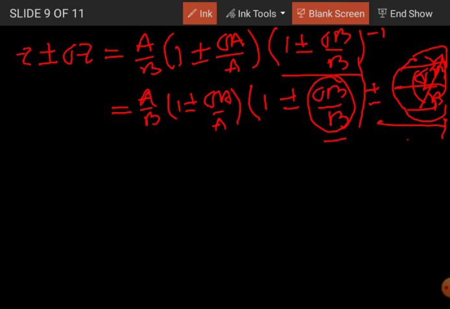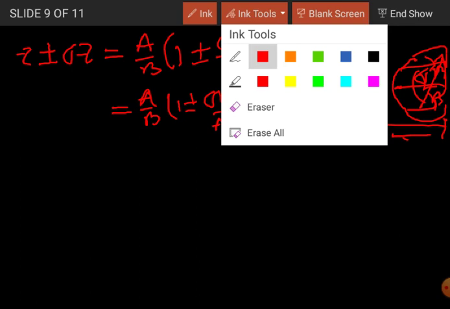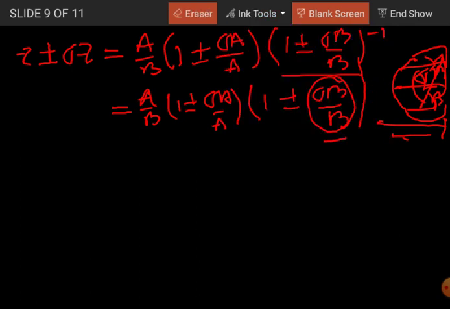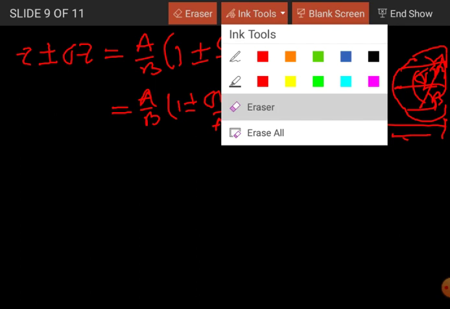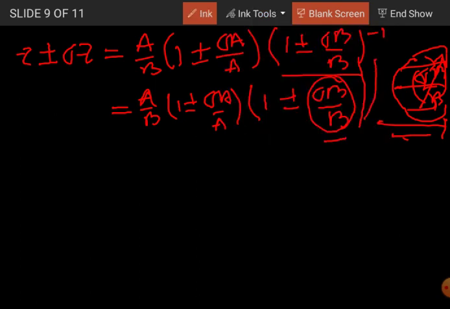This is the second term. In the third term, you will have delta b by b squared. In the next term, you will have delta b by b cubed. So all those smaller quantities, if multiplied, will be very small quantities. All those can be neglected, and we can write it only up to this. So we will write it here as a bracket. Got it?